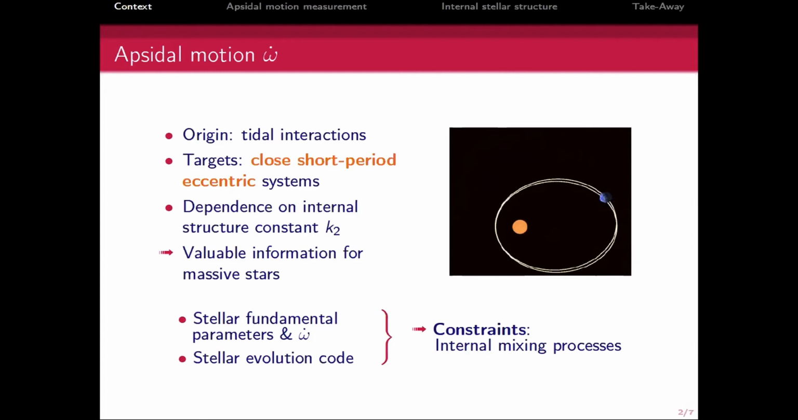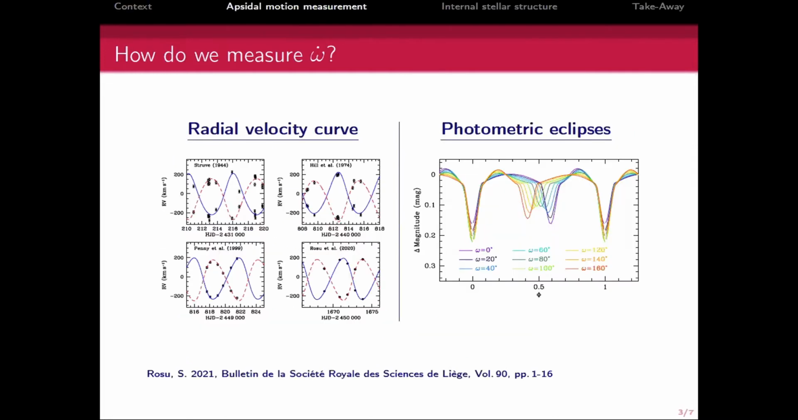But if you don't mind, I propose to stop here for a moment before entering into too much theoretical detail, and let me raise a really down-to-earth question and answer it, of course. How can we measure this rate of apsidal motion? Well, as you can see here, there are basically two ways of doing this.